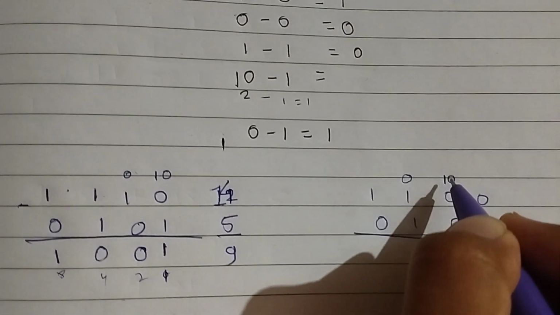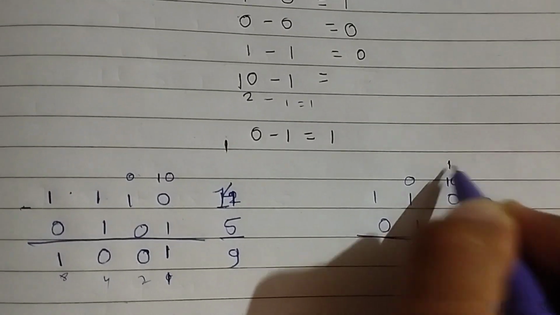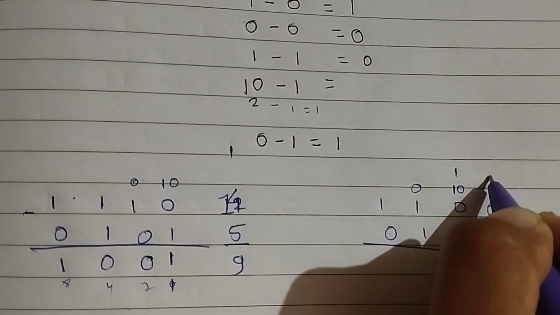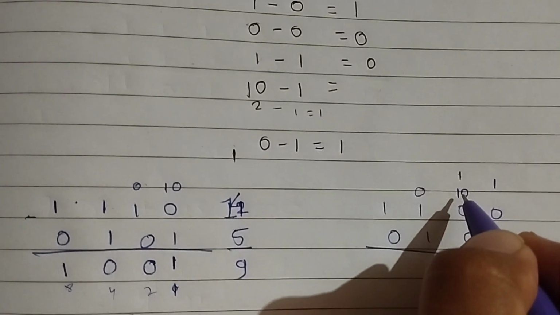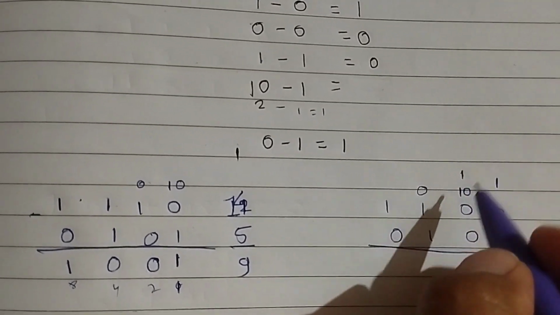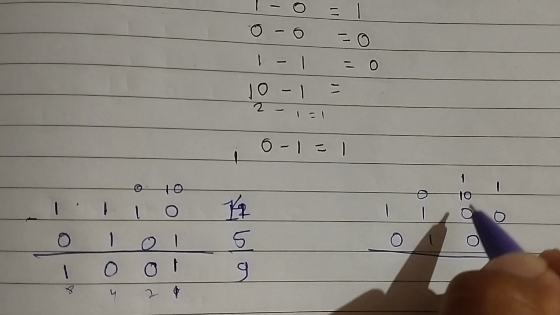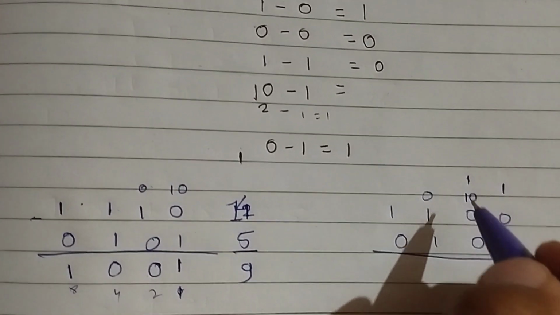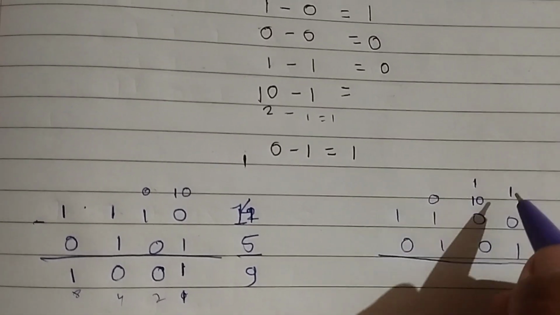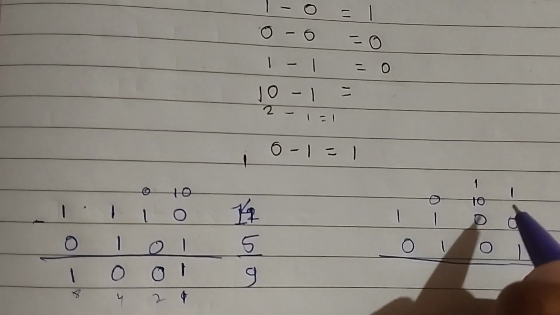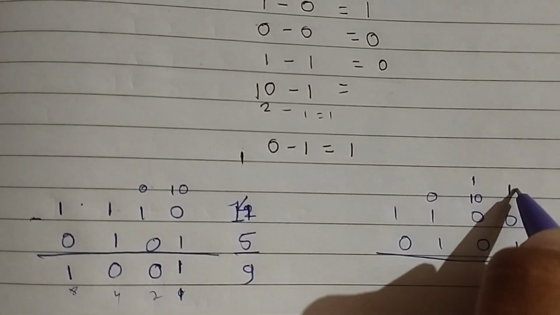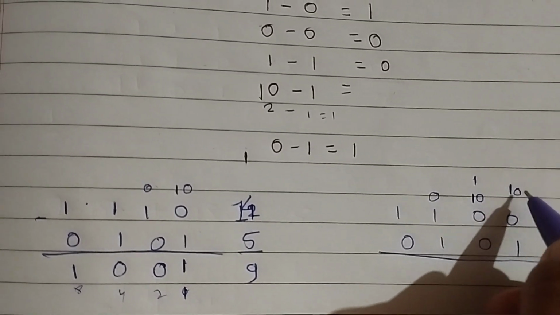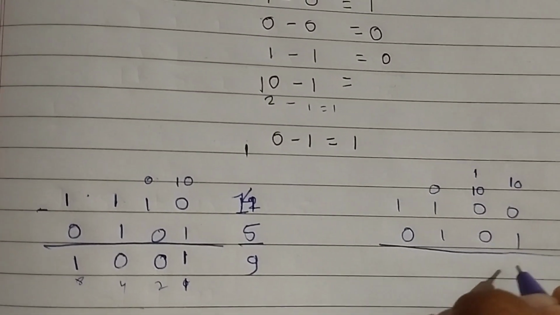From 2 it takes only 1 and gives 1 to the next bit. So 1 0 is 2, we know. So this bit gives 1 bit to both the bits. So now here a borrow of 1 has come. Now this 0, so 1 0 is 2. 2 minus 1 is 1.